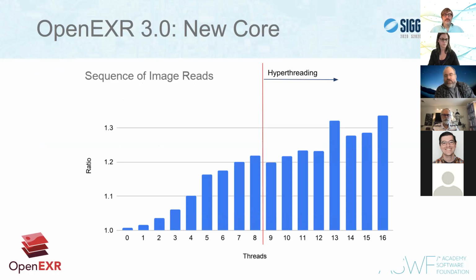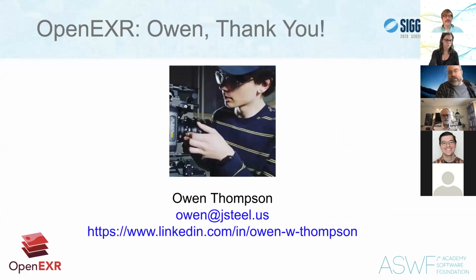And so, just a quick preview of that. This is on my little machine at home. This is a ratio of the old library to the new core in terms of reading an image sequence, so it's a ratio of improvement. You can see that even up into hyper-threading, there are still some performance gains to be had from just the better management of threads and lower I/O.